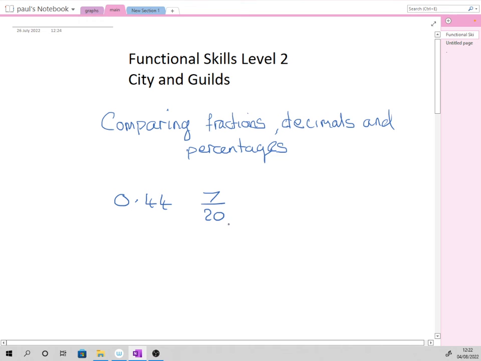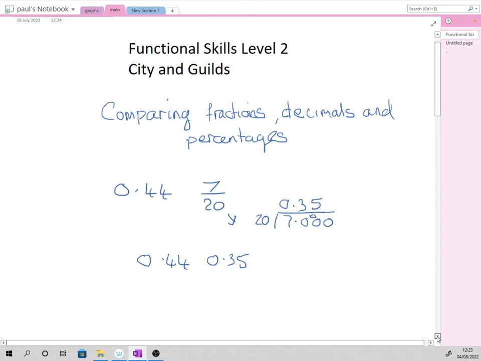So I'm going to do this one, which is 7 divided by 20. I'm going to put some zeros in there. So 20s into 7 don't go. 20s into 70 go 3, because 3 20s is 60, with 10 left over. And 20s into 100 go 5. So if I do 0.44 and 0.35, now they're the same thing. It's easy to see that 44 is bigger than 35.